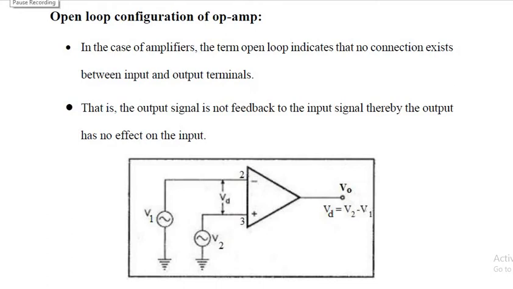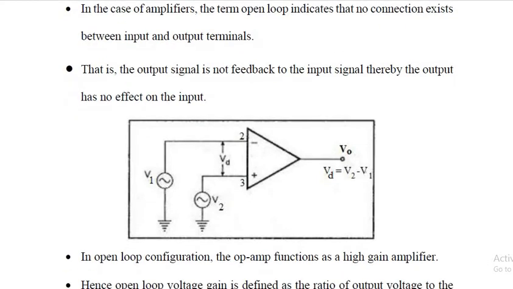Good morning, students. Now we are going to discuss open loop configuration and closed loop configuration of op-amp. In open loop configuration of the op-amp, the term open loop indicates that no connection exists between the input and output terminals. If you see in this diagram, there is no connection between the input and the output terminal. That is, the output signal is not fed back to the input signal. Therefore, the output has no effect on the input.